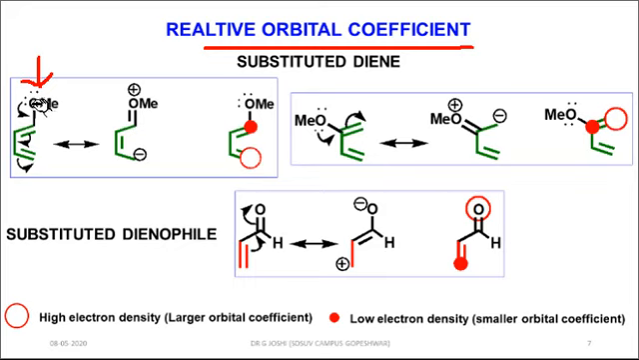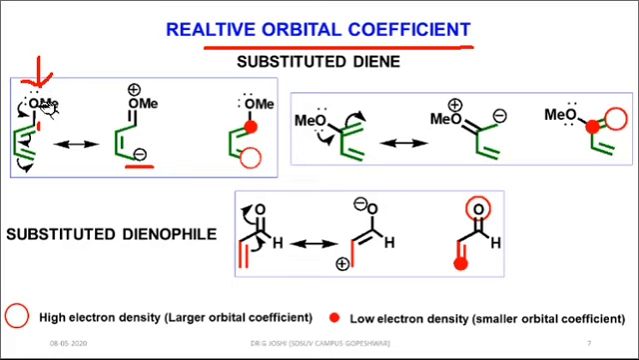We can see that the electron donation of this methoxy group, which is attached at carbon 1, will enhance the electron density at carbon number 4. Therefore, the orbital coefficient of carbon number 4 will be higher or larger compared to carbon number 1, since the HOMO of the diene and the LUMO of the dienophile will interact during the Diels-Alder reaction, which is the normal Diels-Alder reaction.